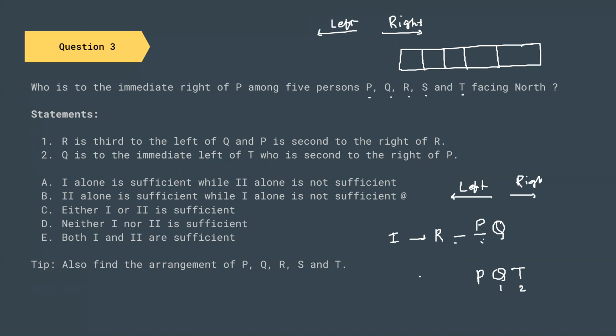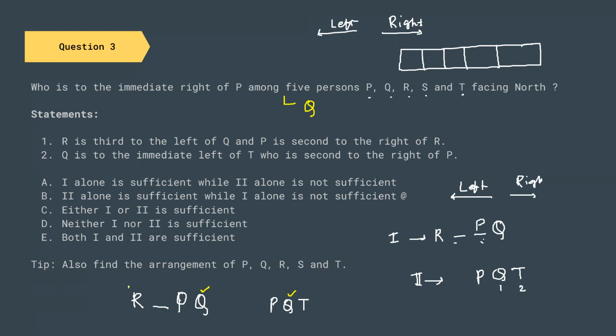So what do we have? We have this from the second statement. Now the first statement gives us R, there will be a person here, then there will be P, and there will be another person Q. And the second statement gives us P, Q, and T. Now the question was who is immediate right of P? So immediate right of P is Q here. So the answer to this question is Q.